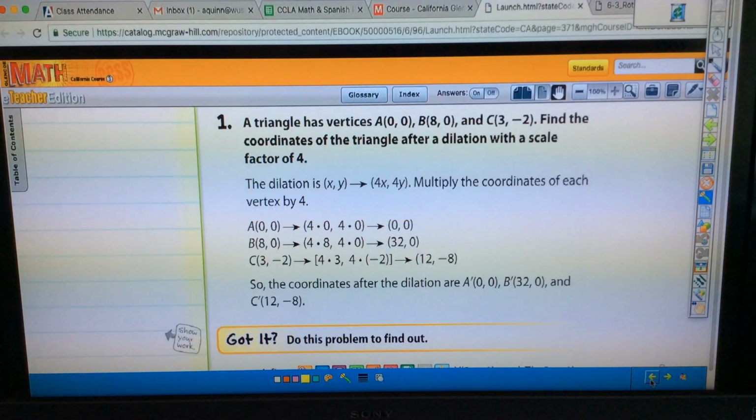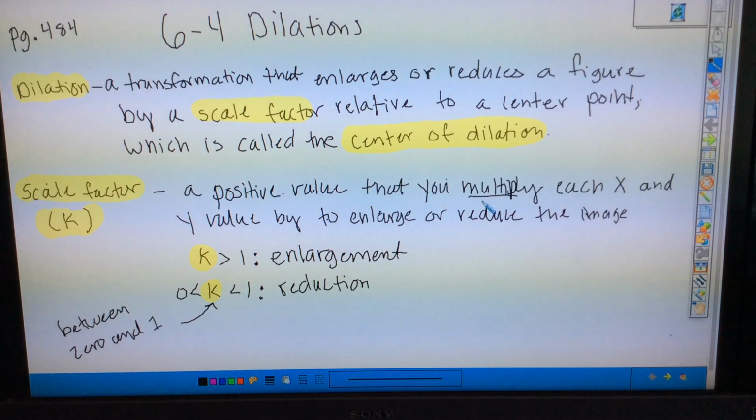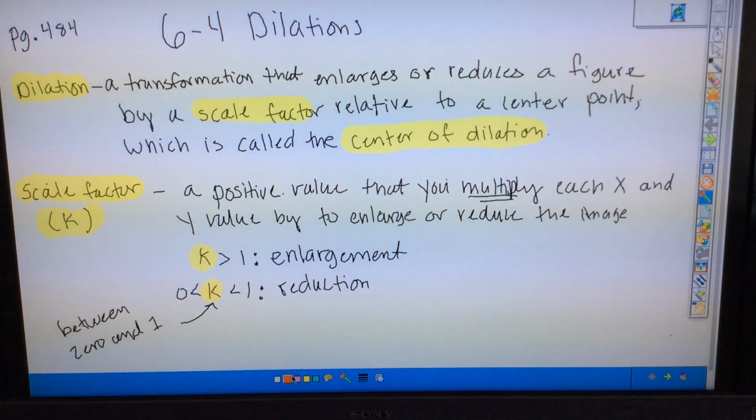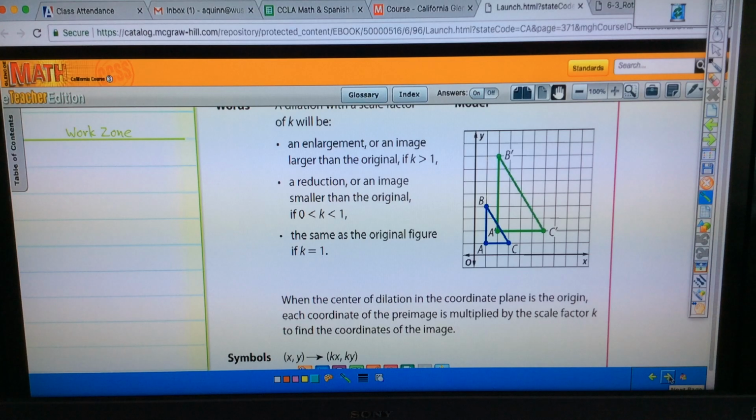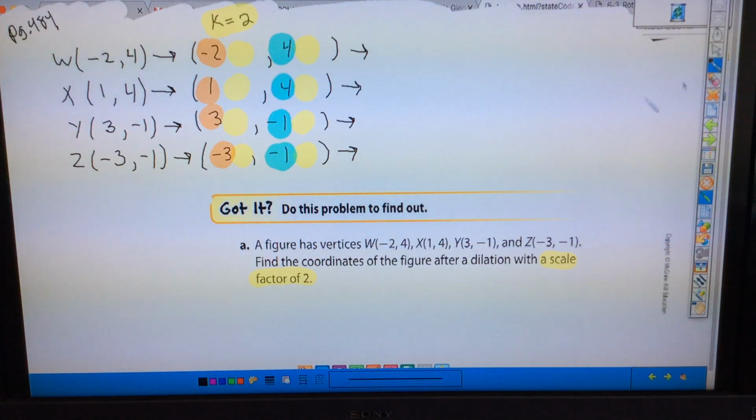Let me go back to the vocab here, and let's read scale factor one more time. A positive value that you multiply by each x and each y value. Okay, so we're going to take our scale factor of 2, and basically we're going to multiply it by each of our x values, and then we're going to multiply it by each of our y values. Scale factor is the same for the x and the y, so in each case we're multiplying by 2.